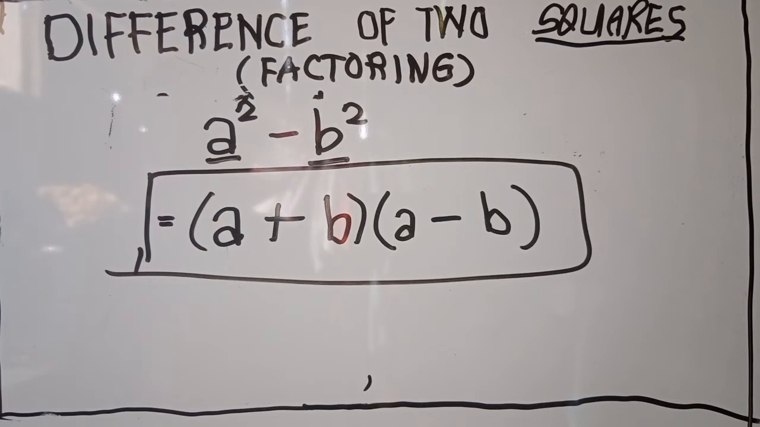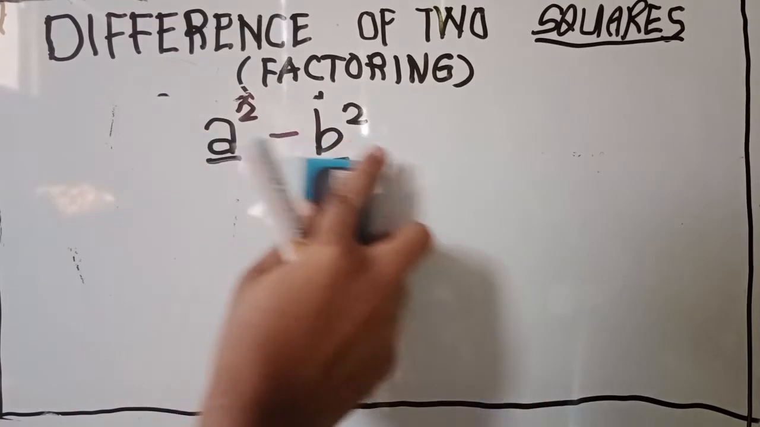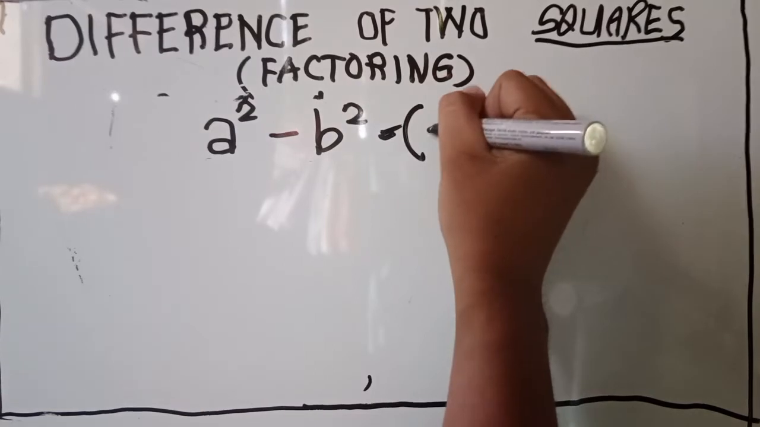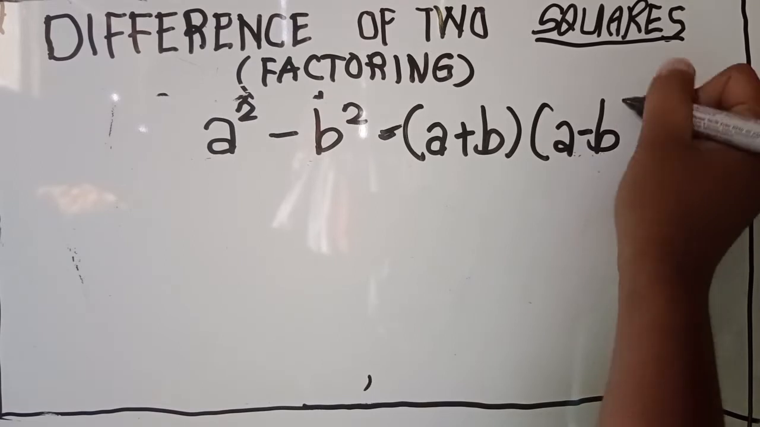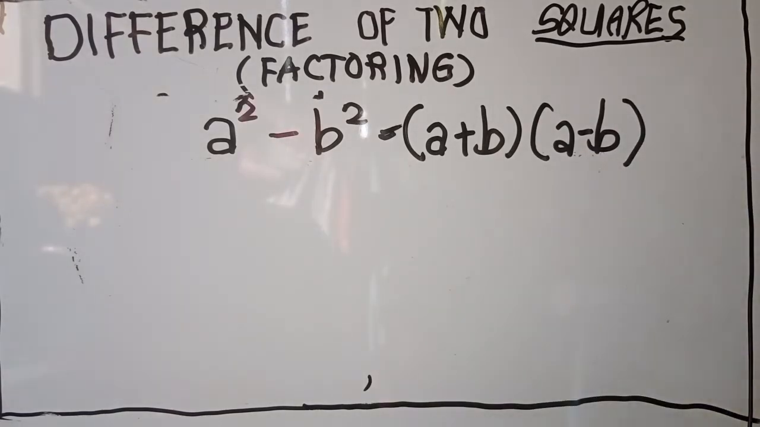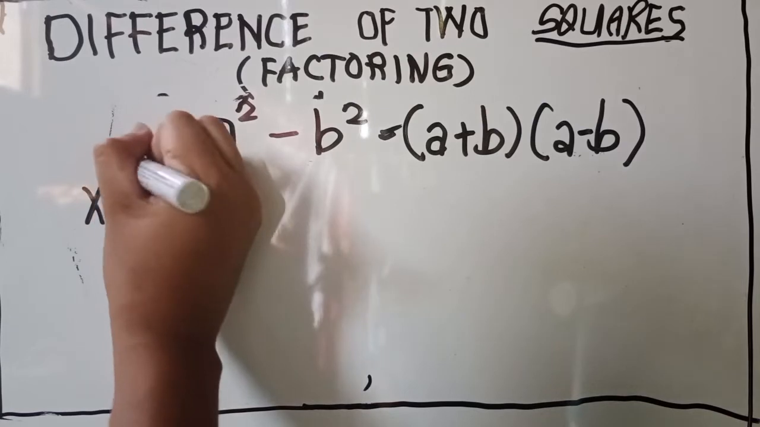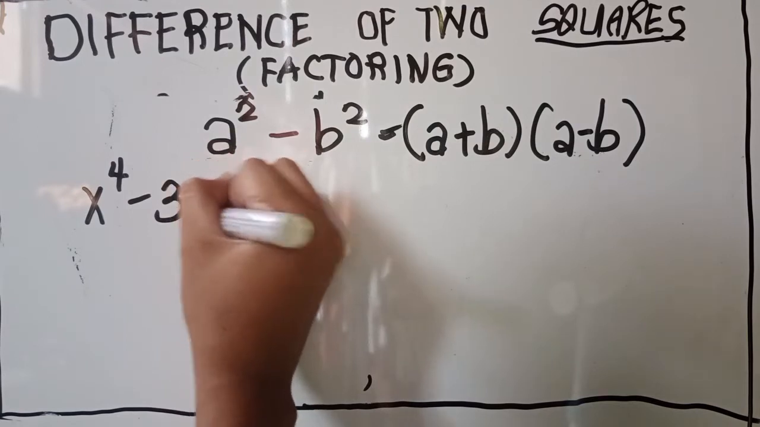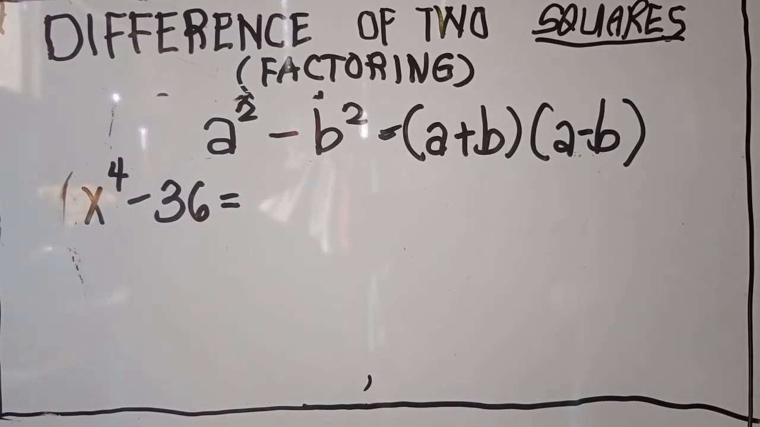So let's have an example. Okay. So we will write that so that you will not forget it. So let's write the factored form of this. That's a plus b times a minus b. So say for example, if we have, let's say, x raised to 4 minus 36. So factor out x raised to 4 minus 36.